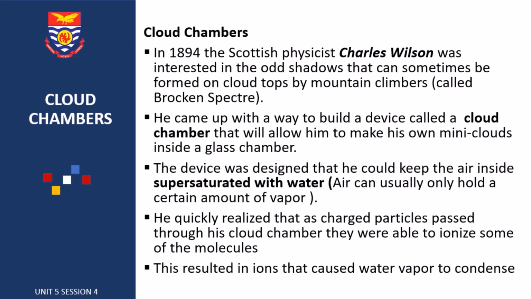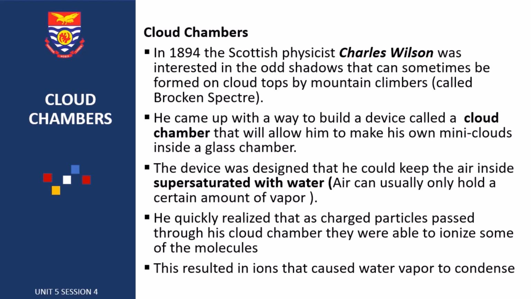So in 1894, there was this Scottish physicist called Charles Wilson who was interested in knowing more about the odd shadows that can sometimes be formed on cloud tops by mountain climbers. Mostly these are called the Brocken spectres. So he came up with a way to build his own device that would allow him to form his own mini clouds inside that device, and he named that device the cloud chamber.